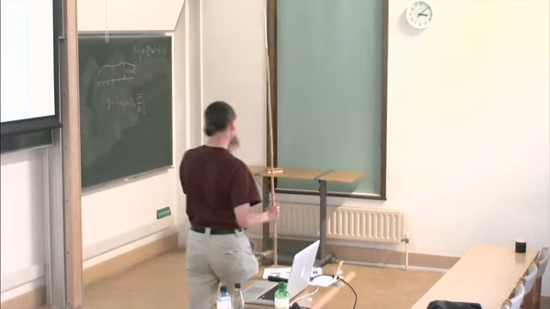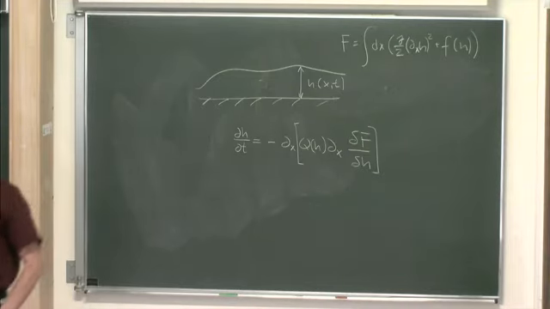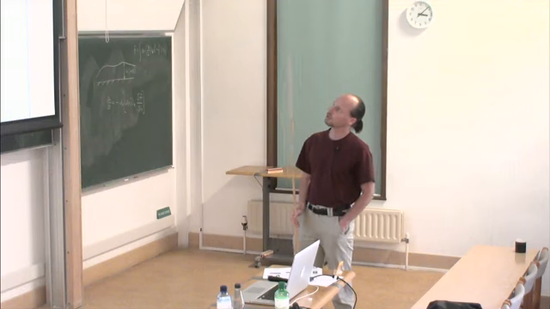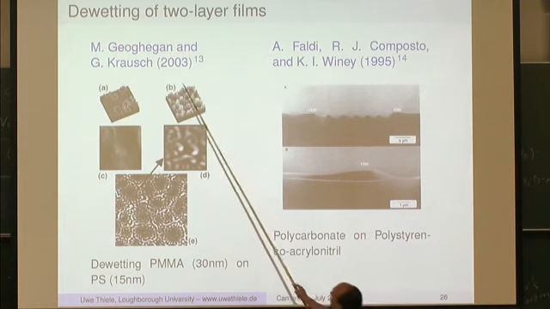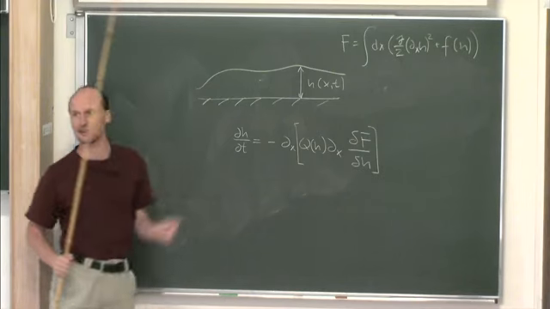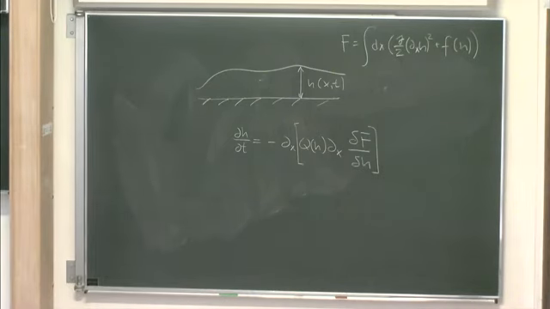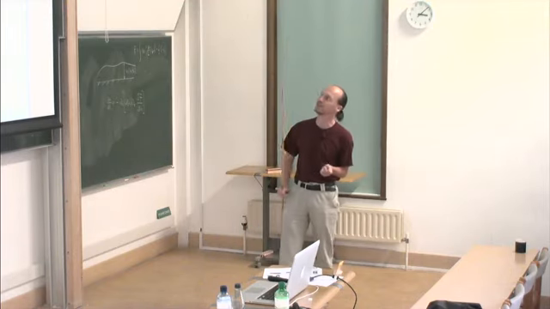What are situations that we can actually not describe by this simple equation for one field? So here I show some rather old experiments from the mid-90s, and here from a review paper by Georg Krausch and Mark Geoghegan, where they talk about de-wetting of two-layer films. So you have a first layer, and then on top a second layer. These are two immiscible liquids, and then both interfaces will evolve, and there will be some coupled dynamics going on.